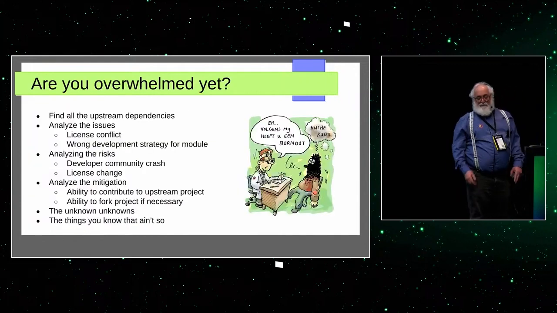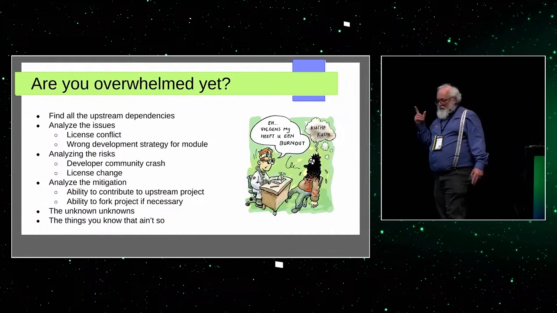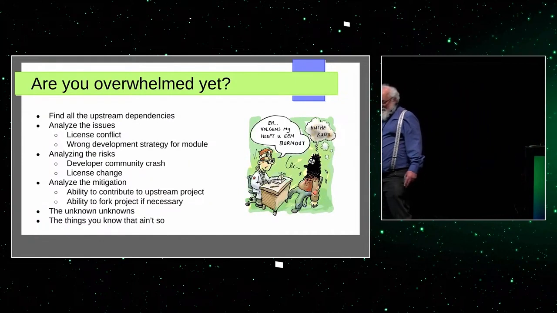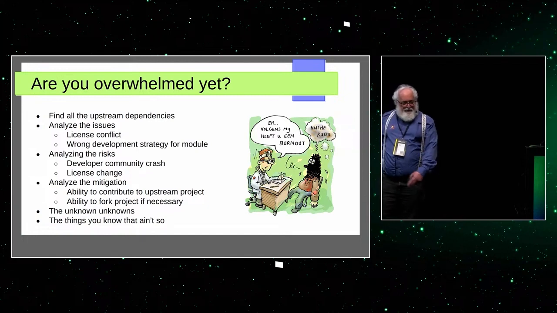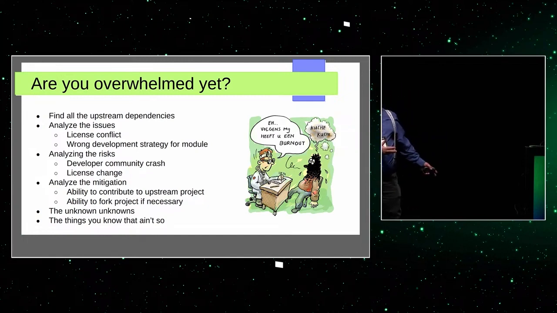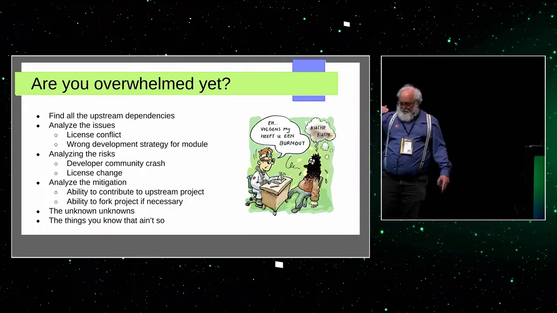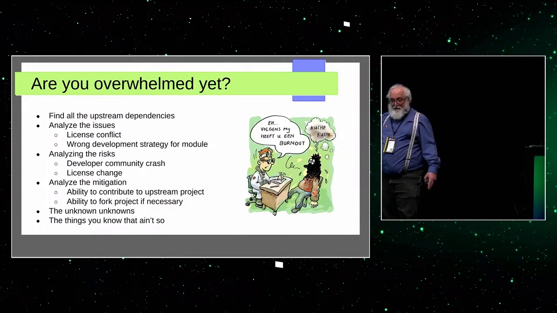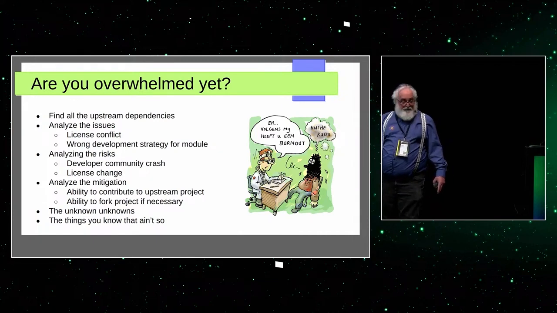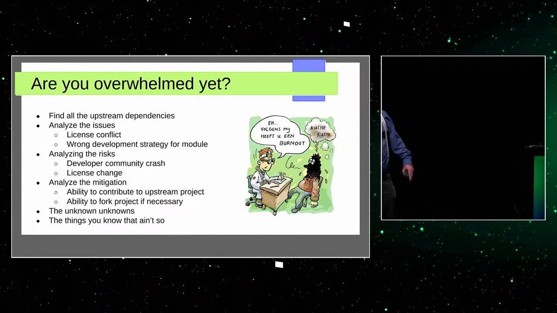Okay. So are you overwhelmed yet? You have to find the upstream dependencies, you've got to analyze the issues, you have to look at license conflicts, you've got to see if it's the wrong development strategy for the module, you have to analyze the risks, is the developer community going to crash, is there a license change possible? You have to analyze your mitigation factors, paths, can you contribute to the upstream project? Do you have the ability to fork the project if necessary? What are the unknown unknowns? And what are the things you know that ain't so?